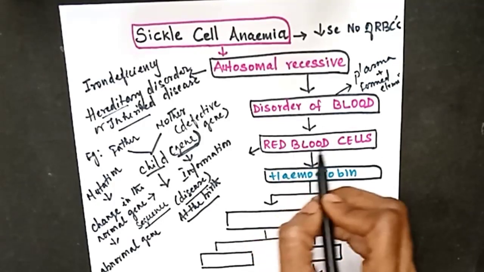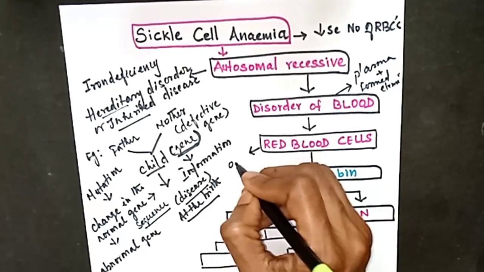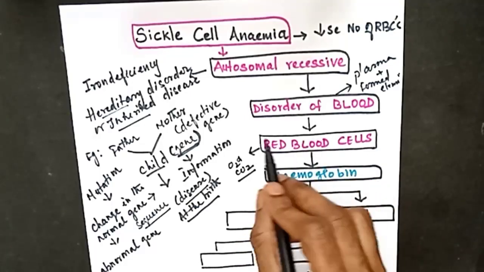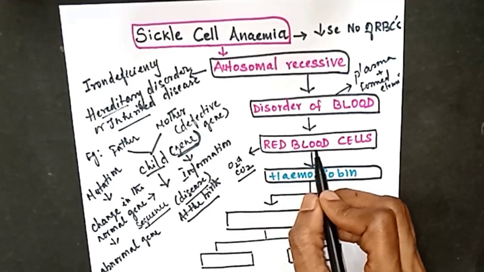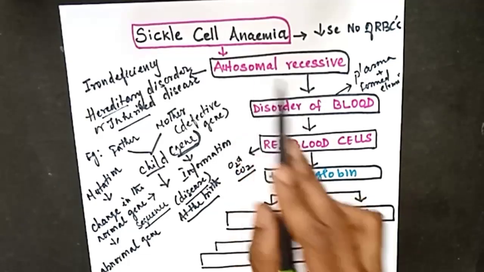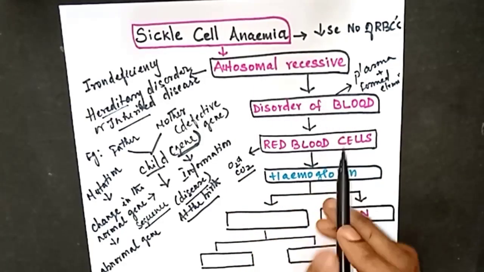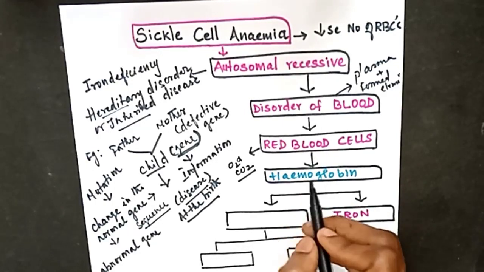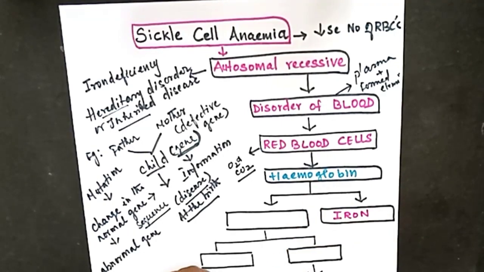What is the main function of red blood corpuscles? They carry oxygen and carbon dioxide. So gaseous transport is the main function of red blood cells. How do red blood cells carry oxygen and carbon dioxide? Because of the hemoglobin. So sickle cell anemia is a disorder of the blood, and blood contains red blood corpuscles. Inside the red blood corpuscles you have hemoglobin, or you call it HB.